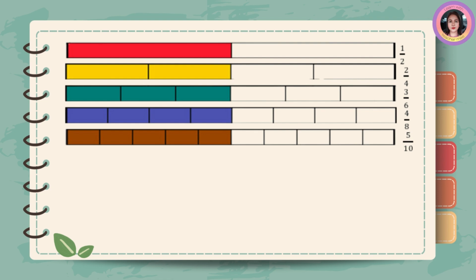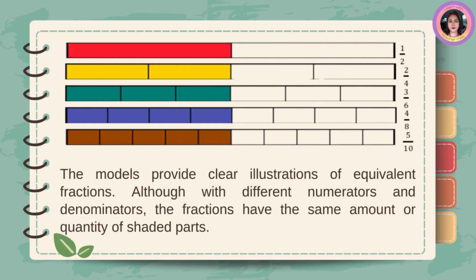Look at these fractions. The first one is 1/2. The second one is 2/4. The third one is 3/6. The fourth one is 4/8. And the last one is 5/10. The models provide clear illustrations of equivalent fractions. Although with different numerators and denominators, the fractions have the same amount or quantity of shaded parts.